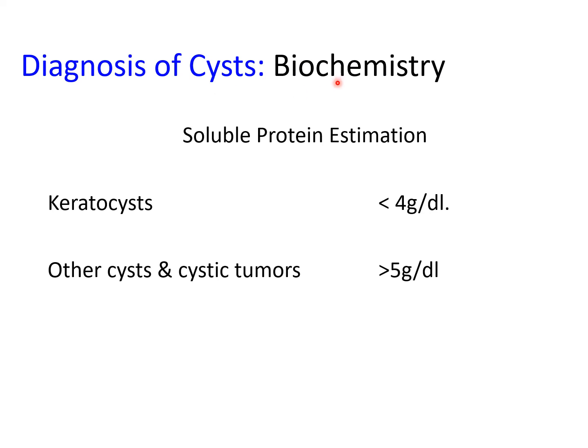In addition, biochemistry of cystic aspirate may be undertaken, but is generally reserved for research purposes only. One of the most common biochemical tests which can be performed is estimation of soluble proteins in the cystic fluid. Keratocysts generally have a soluble protein content of less than 4 grams per deciliter, whereas other cystic lesions and cystic tumors generally have a soluble protein content of greater than 5 grams per deciliter. However, in the presence of infection and inflammatory exudate, the proteins present in the exudate can influence the results.